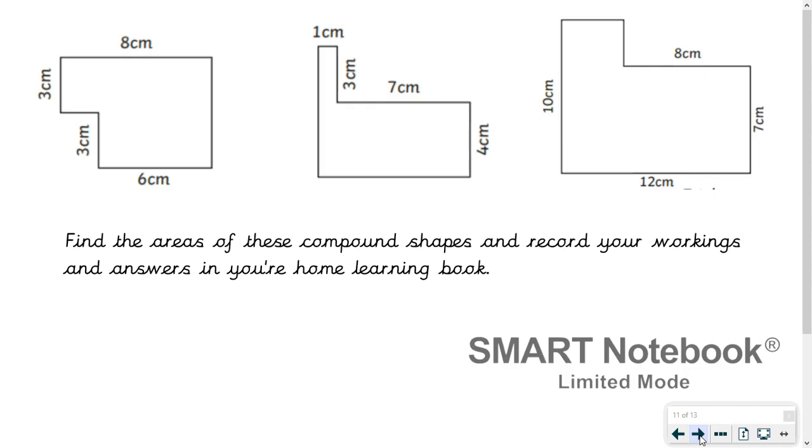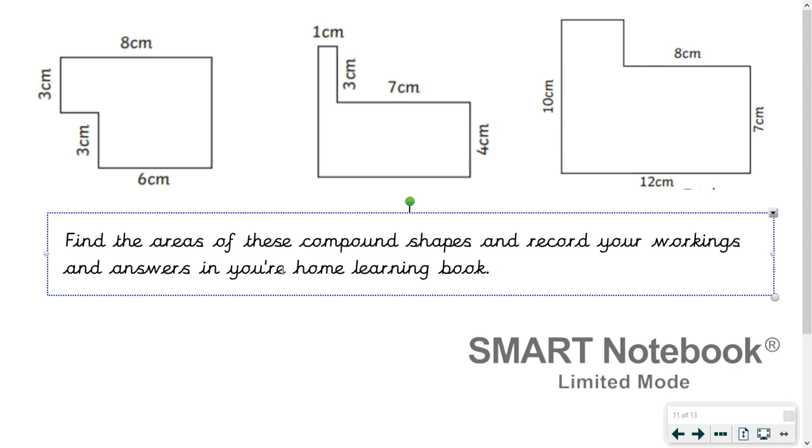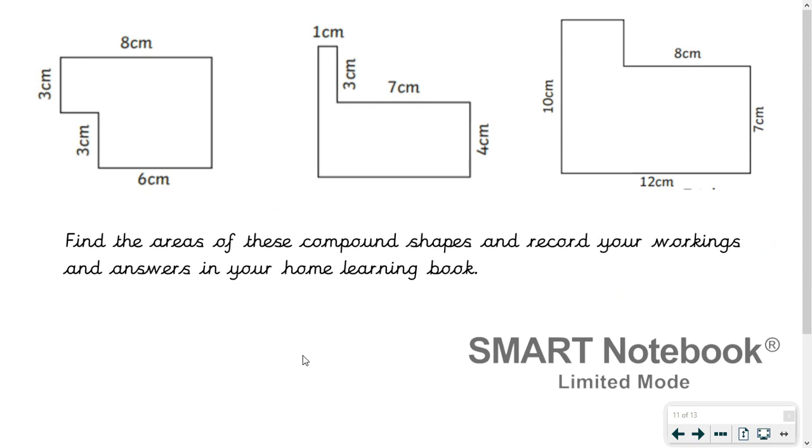What I'd like you to do is find the areas of these compound shapes. There's more than one way to split it, but there are easier ways in my opinion. But if you split those shapes and find the areas and then add them together to find the total area, that would be amazing. Do that in your home learning book. All right, some terrible grammar correction has happened there. There we go. Find the areas of these compound shapes, record the answers in your home learning book. That'd be great. Then come back once you've unpaused and we'll go through the answers. So pause and go and have a go for me.